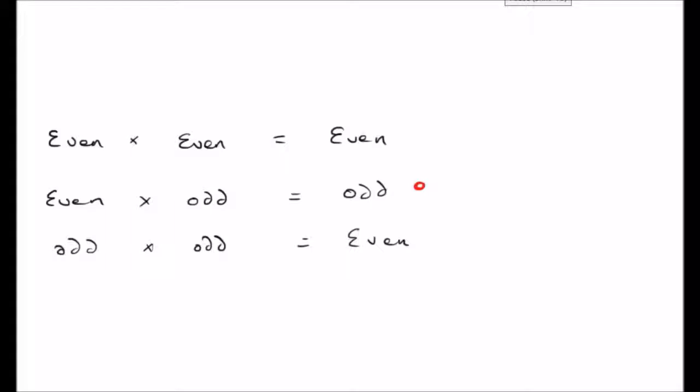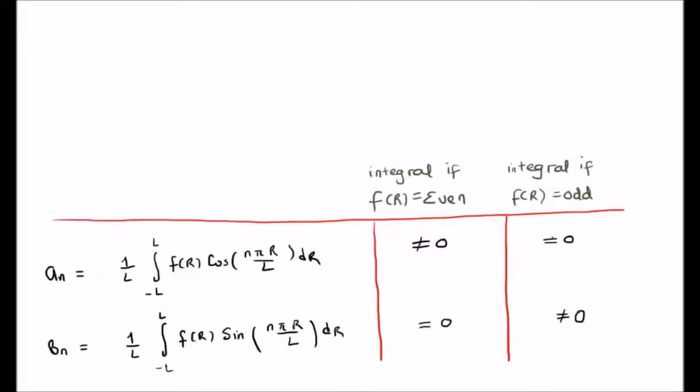Why is this important? If we go back to the definition of our a sub n's and our b sub n's, we see that we're multiplying our input function, let's say f of r, using our dummy variable, by either a cosine or a sine. What this means is that where our f of r is even, the integral is going to be non-zero, and the reason is that even functions don't integrate to zero on a symmetric interval. However, odd functions do integrate to zero on a symmetric interval. So where f of r is odd, the integral itself for a sub n is going to be equal to zero.